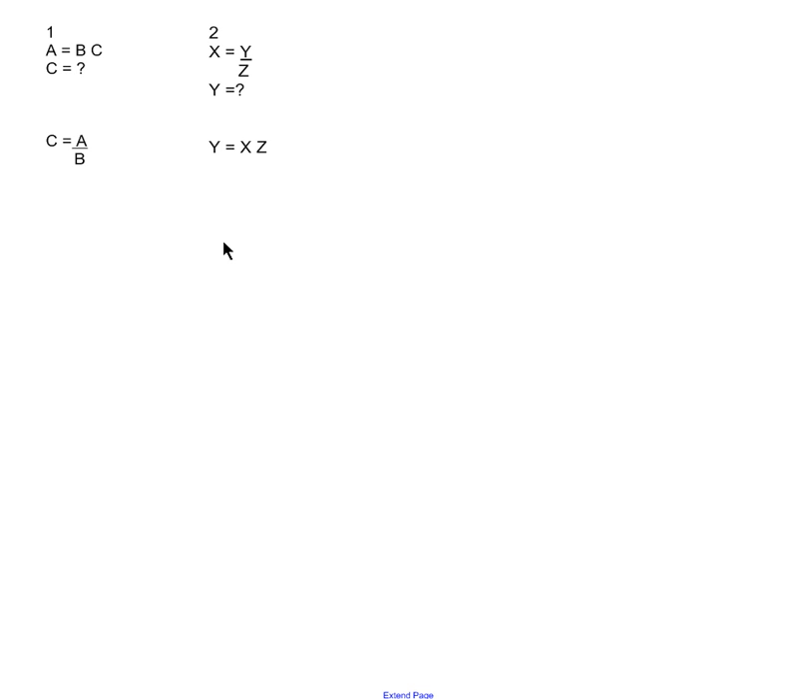And here are the answers. I hope you got these, that C is equal to A over B, and Z is equal to Y over X. Well done if you got those right.